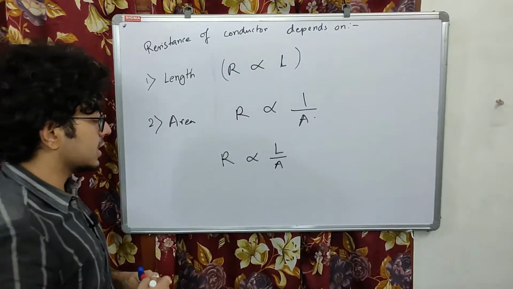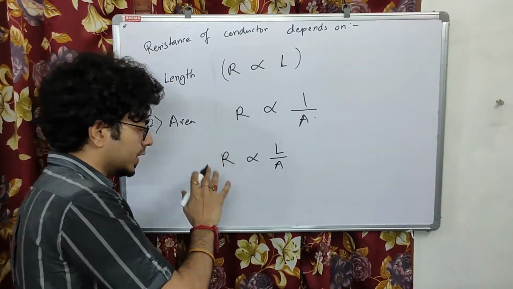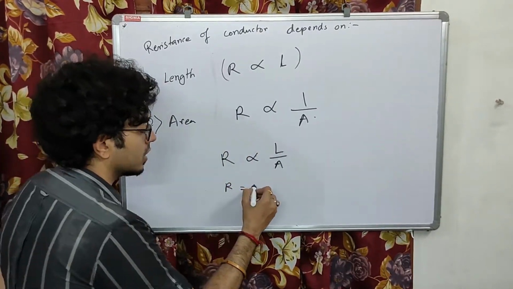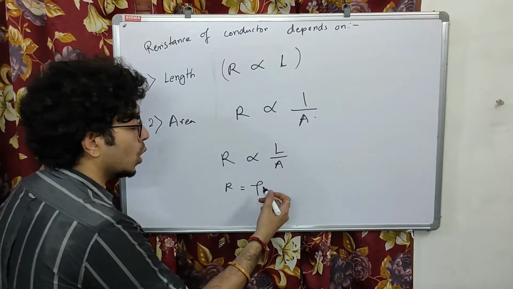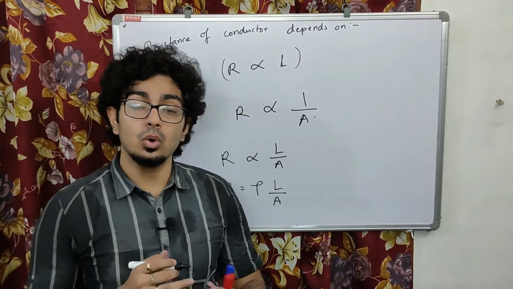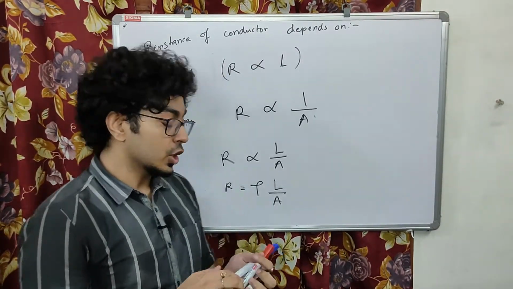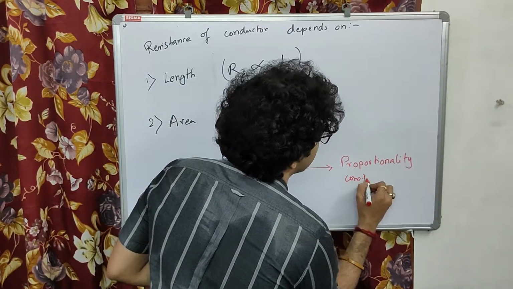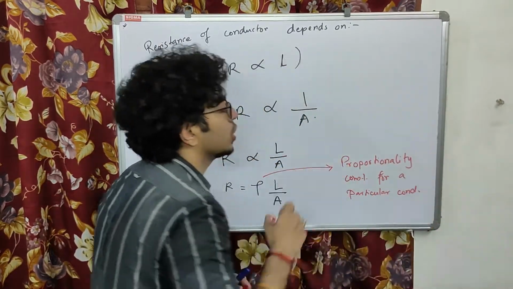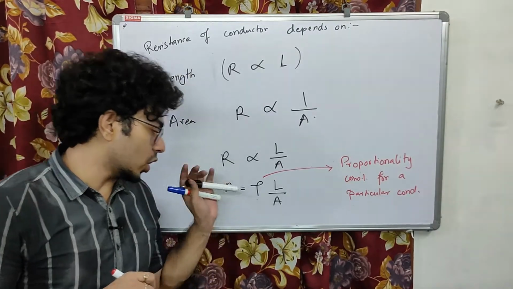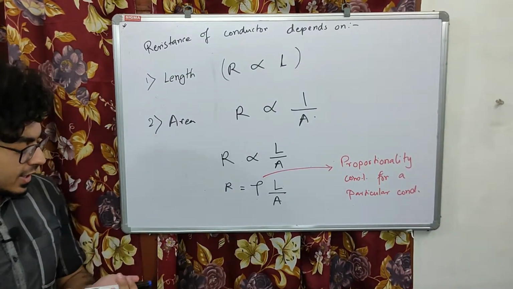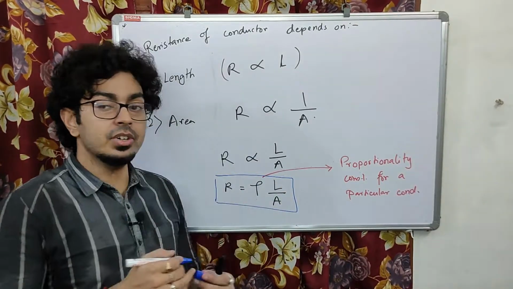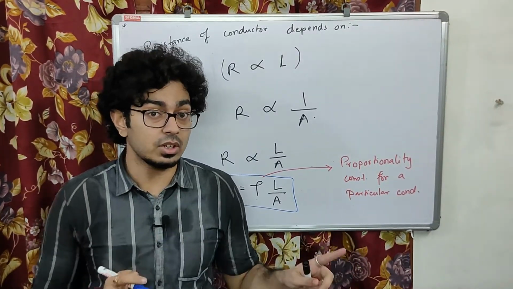We are going to understand that later. So here, to replace this proportionality sign, we need to put a constant. So we put R equals rho L by A. What is rho? Rho is a proportionality constant for a particular conductor. So from here it is clear that the resistance R equals rho L by A. For different materials this rho will be different. It is a particular constant for a particular conductor.